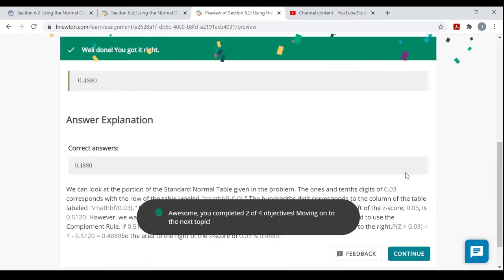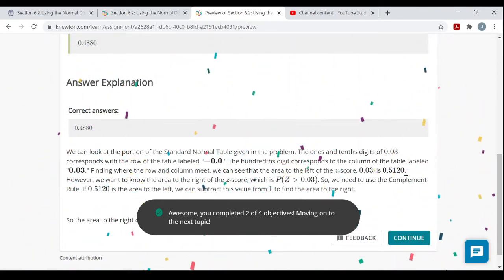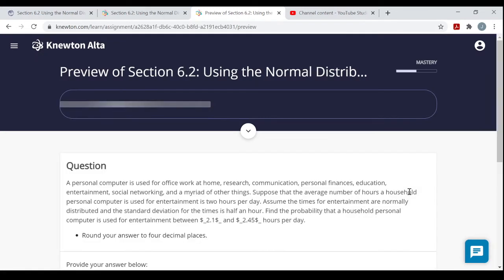Wonderful. So again, now the last two objectives are using the calculator. I've already shown you how to use the calculator to find area under the curve. One of the objectives is, if you're given an area, can you find the values on the number line? When I get to a problem like that, I'll show you.